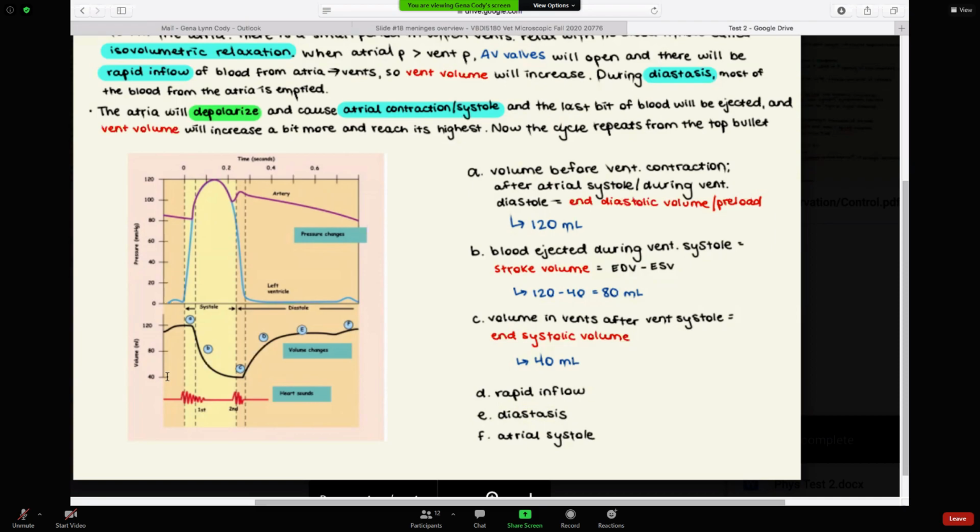Stroke volume is how much I got rid of, right? So if I started with 120 and I ended with 40, that's a difference of 80. That's my stroke volume. That's how much blood I actually pumped out. This D part is where the volume rapidly increases. That's the rapid inflow. It's kind of like a plateau where nothing happens. That's diastasis. And then when the atria finally contract and give me that last little bit, that's the atrial systole, where it contracts and gives me that last like 25.